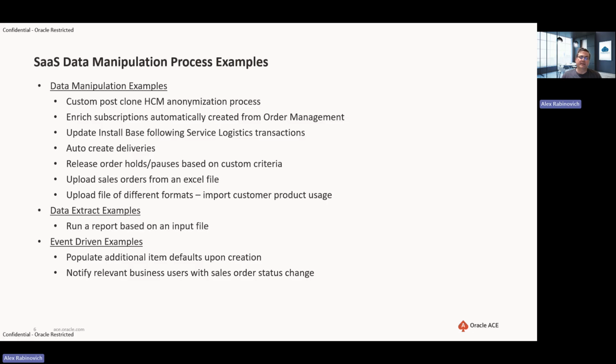And event-driven examples: a master item is created inside Fusion, and based on some logic, we populate additional attributes on the item level. This will show how to implement it with events. Another event that we can talk about is catching a business event like an order status change and notifying specific business users.